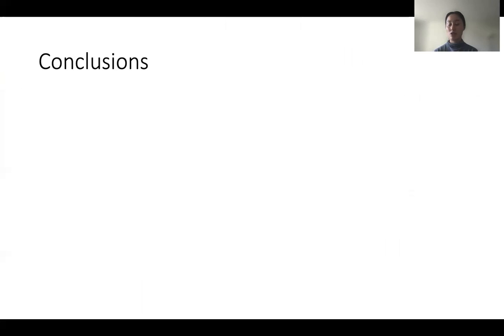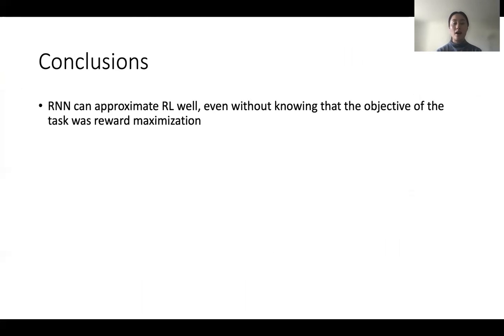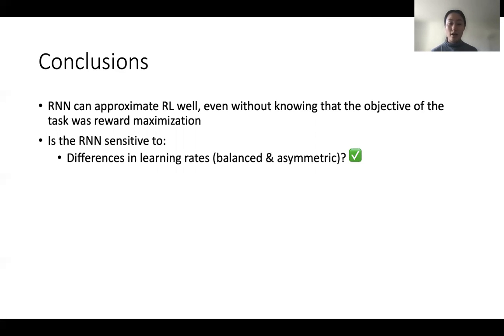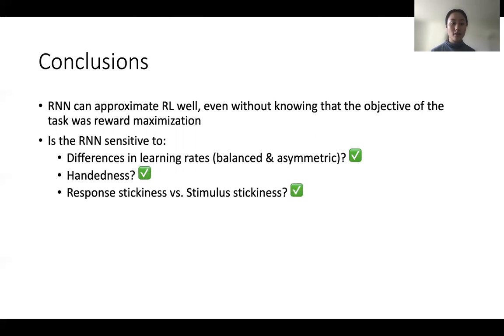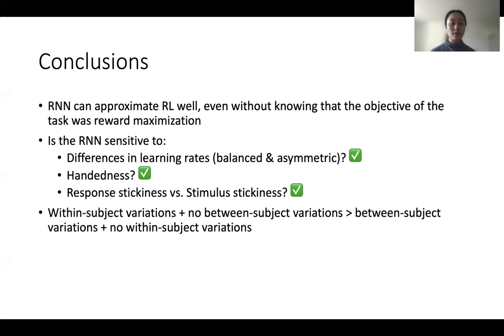For the sake of time, I'm just going to skip all the steps that we did here. In conclusion, after trying out all kinds of strategies and manipulating all kinds of parameters in the RL model, we concluded that our RNN can approximate reinforcement learning behavior well, even without knowing that the objective of the task was reward maximization, because the RNN is inherently model agnostic. Furthermore, we know that the RNN is sensitive to differences in learning rates, handedness, and response stickiness versus stimulus stickiness.